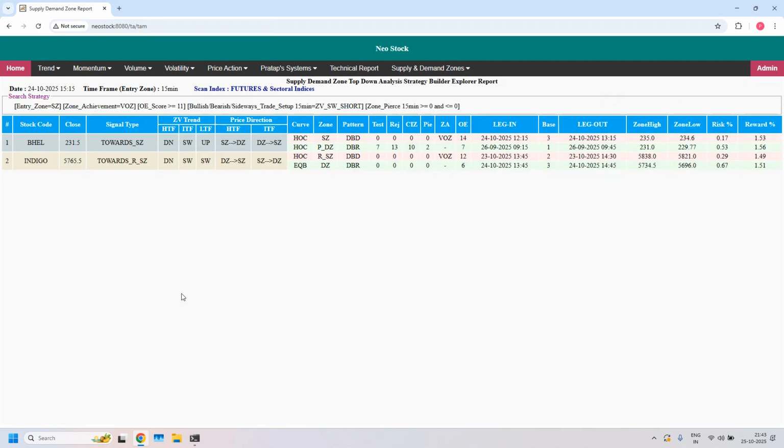Let's filter. 2 stocks are filtered. Entry time frame zones, 15 minute supply zones. You should plan trades only if lesson 30.3 video checklist items are satisfied. That is sideways checklist items.